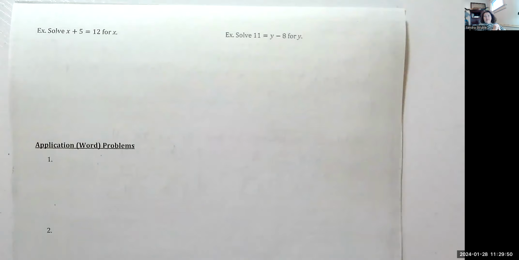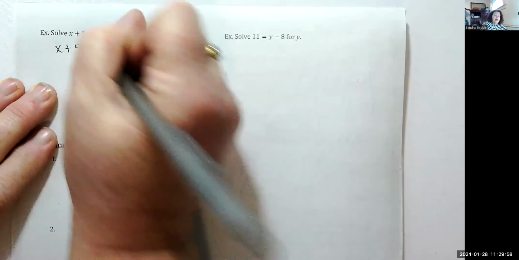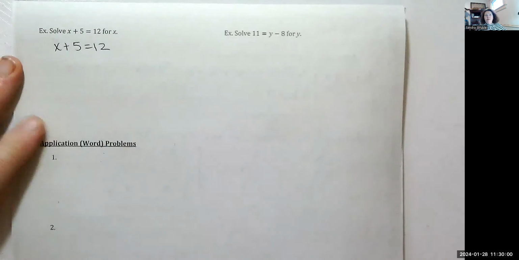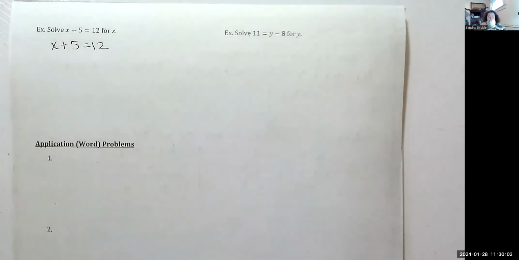We're going to solve some equations for x. We've got solve x plus 5 is equal to 12. So x plus 5 is equal to 12. Again, I always rewrite the equation, and then I start my work. Who's attached to x and how? Again, I'm going to keep using that. Who's attached to x and how?